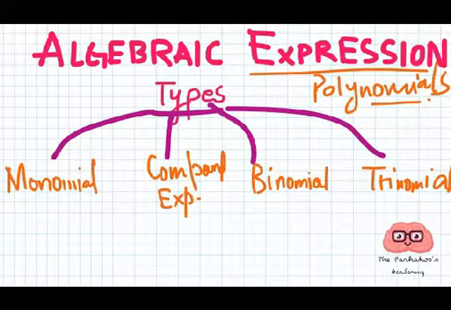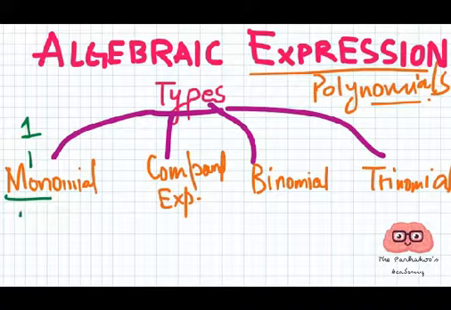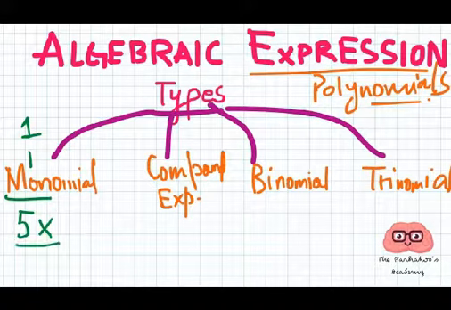Mono means one. So the algebraic expression which consists of only one term is a monomial. For example, I write 5x. This is just a term. It can also be termed an algebraic expression, but this is a special version and it's called a monomial. Mono means one. So this is the expression having one term only.